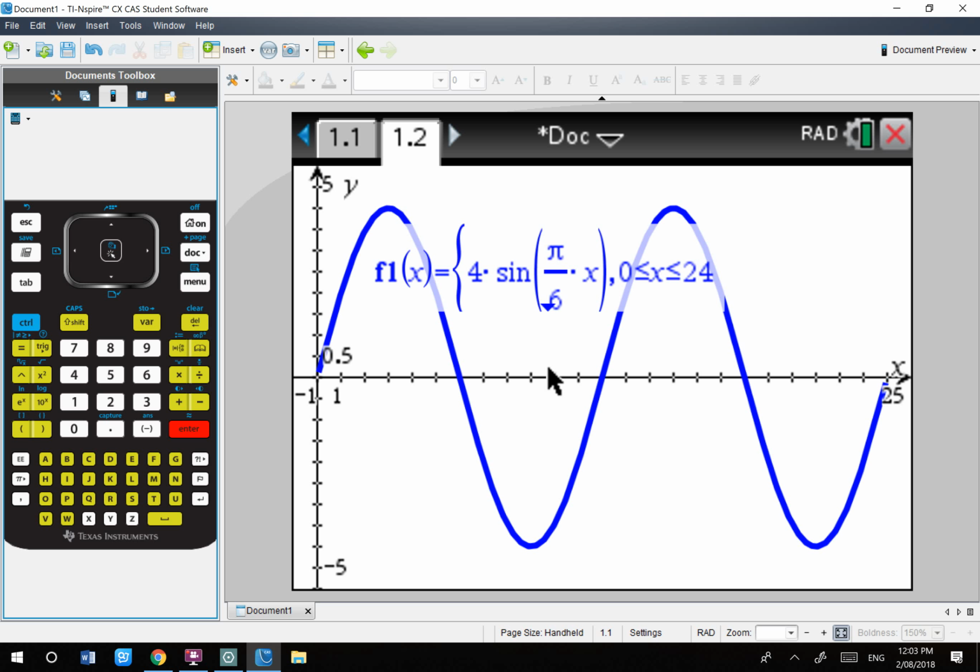Menu 4, 1. The first one, window. It depends on what the question asks, like how high the graph is and where you can see the max and the minimum. Okay, so that's all the things you need to know for your test.